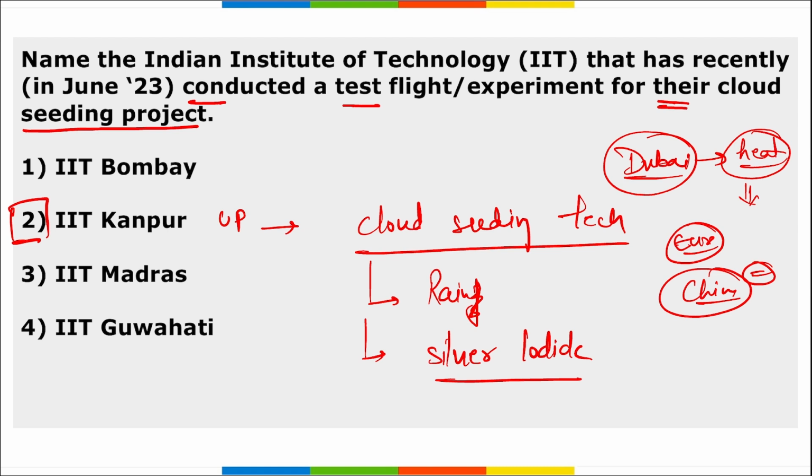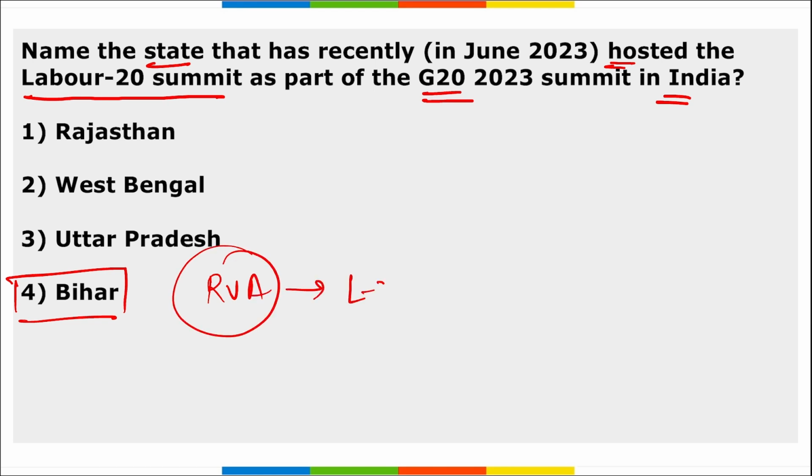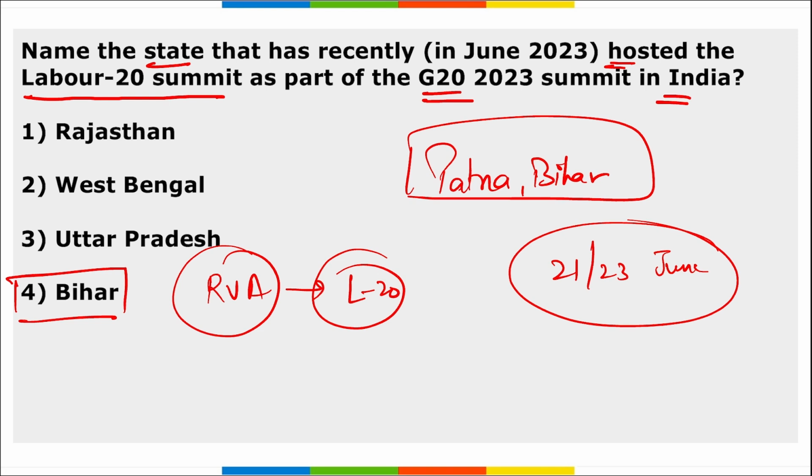Correct? Next. Name the state that recently hosted Labor 20 Summit as a part of the G20 Summit in India. It is your Bihar. Correct? Governor of Bihar, Rajendra Vishwanath Arlekar, they inaugurated this L20 Summit. It is a part of the G20 Summit only. And where was this held? It was held in Patna, Bihar. Correct? Then from when to when this was held? From 21st to 23rd of June, we observed this Labor 20 Summit.